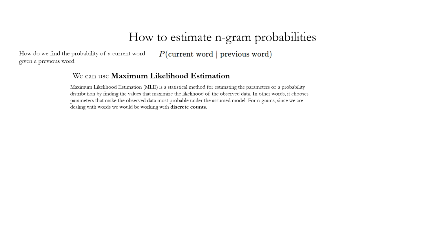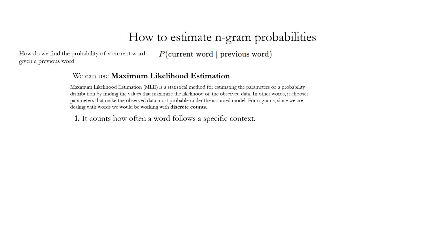For n-grams, since we are dealing with words, we'll be working with discrete counts. People that understand statistics will understand what discrete and continuous distributions are. Discrete distributions consist of things like the Poisson distribution and binomial. Continuous distributions are like the normal.